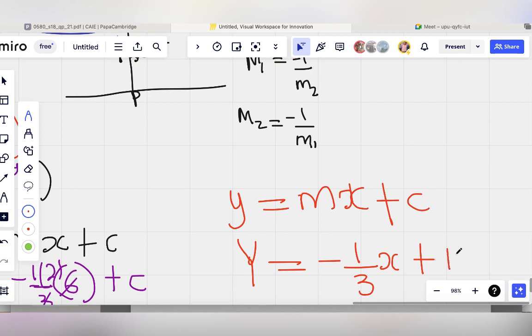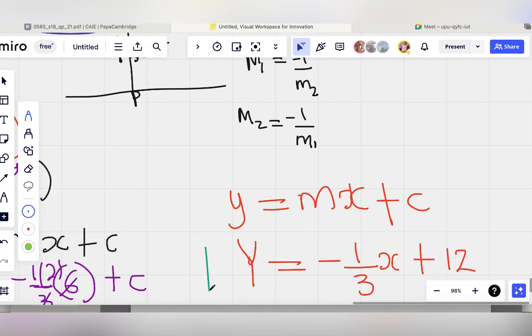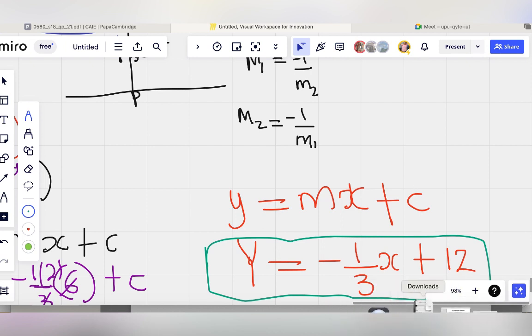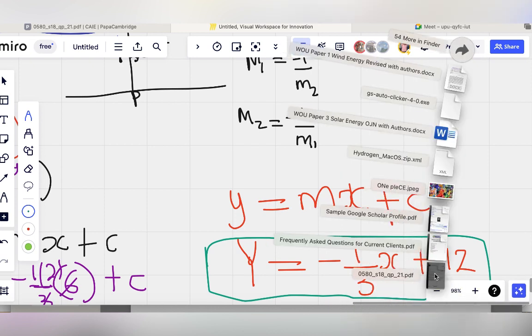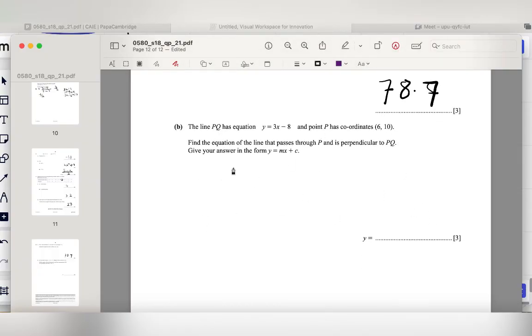In the first instance, we only used the values of x and y to calculate our c. After using them to calculate our c, in writing our final equation, we don't write the value of x and y. We just leave them as variables. So this is the equation: y equals negative 1 over 3x plus 12. That's what we need to write in our paper after solving. This space is for solving, and this space is for writing your final answer.